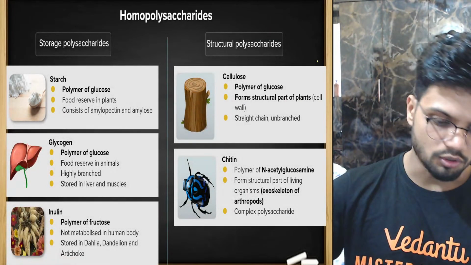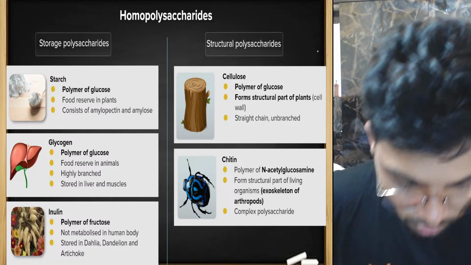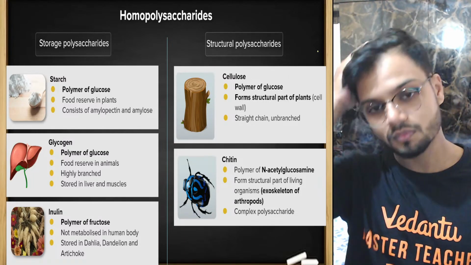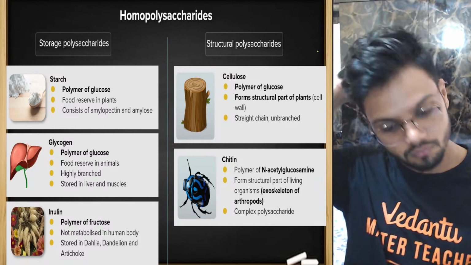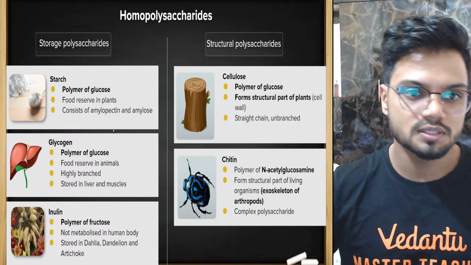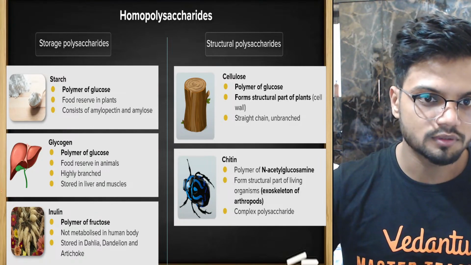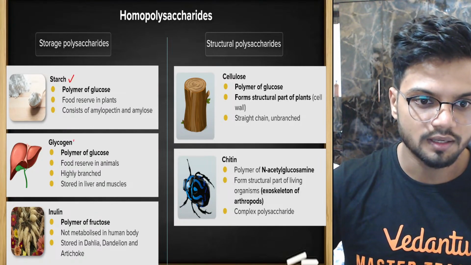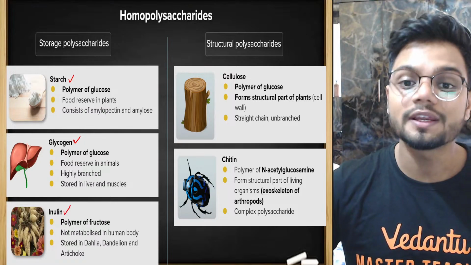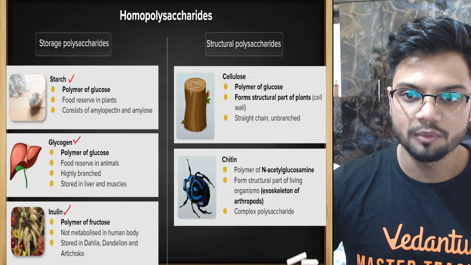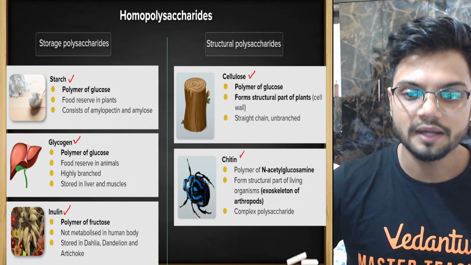Now, see this, all of you. I hope all of you are able to see this. Under storage, what do we learn? Under storage, we learned about starch, glycogen, inulin, not insulin, inulin. Under structural, we learned about cellulose and chitin.